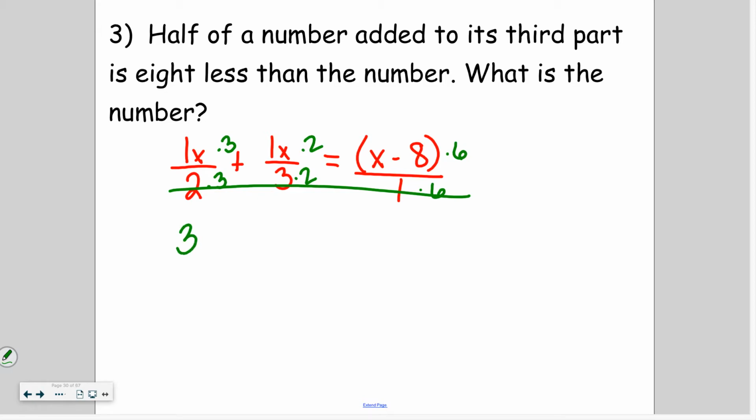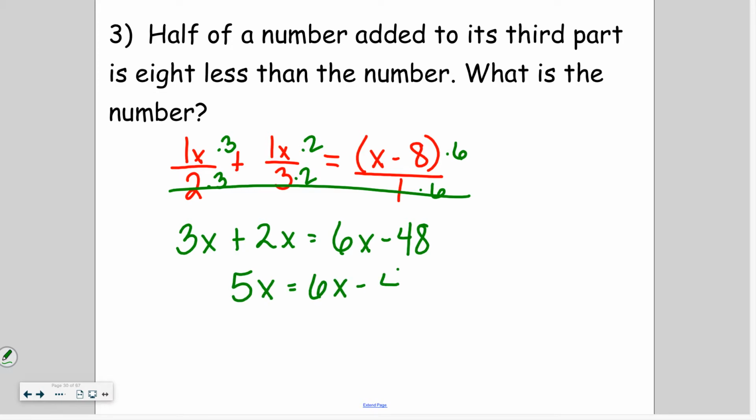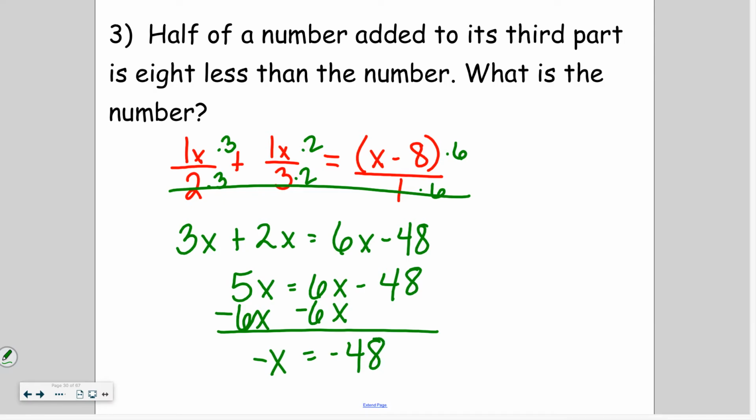So now I have 3x plus 2x is equal to 6x minus 48. Combine my like terms, that's 5x is equal to 6x minus 48. I want to get my x's together, so minus 6x. That gives me a negative x is equal to negative 48. I'm not done because I have the negative. So I want to get rid of that negative. I'm going to divide by negative 1. So x is equal to 48. And there you go.